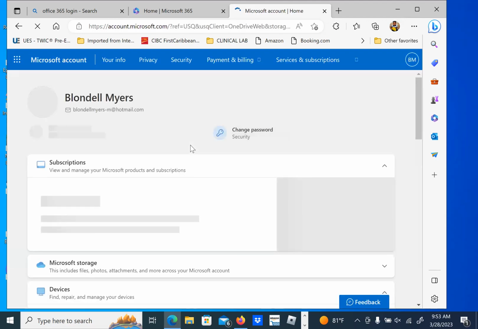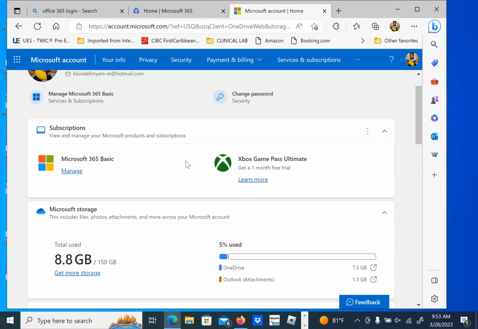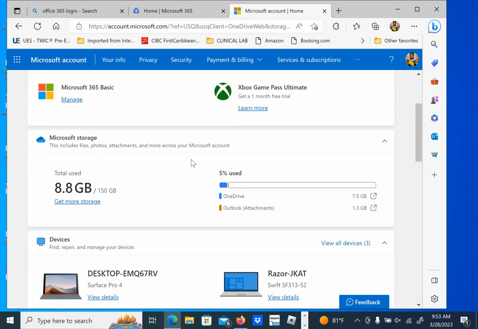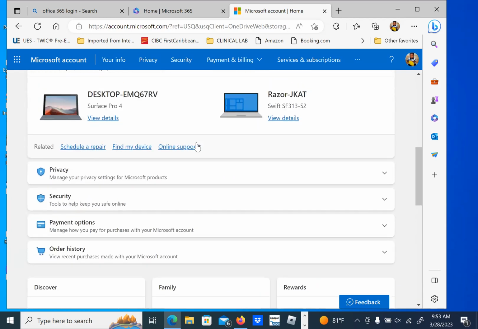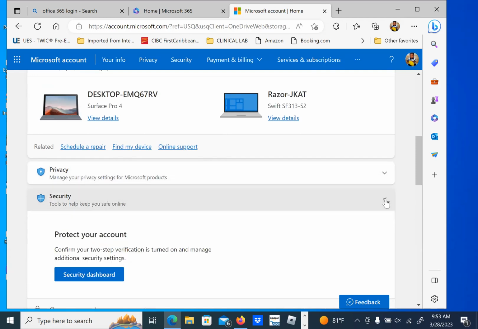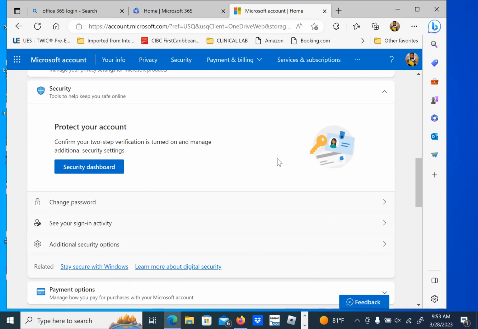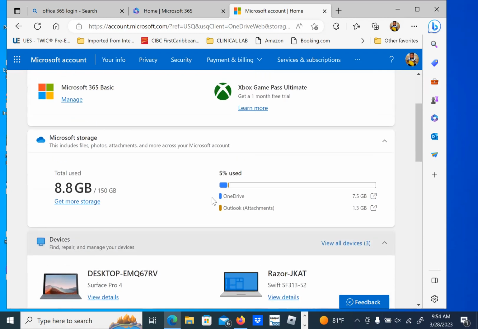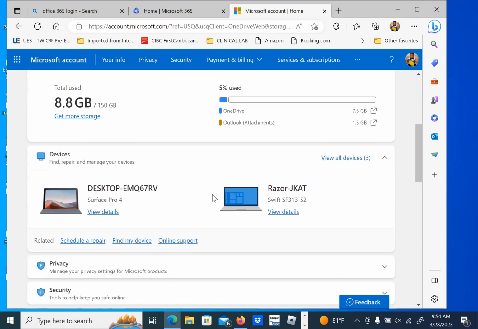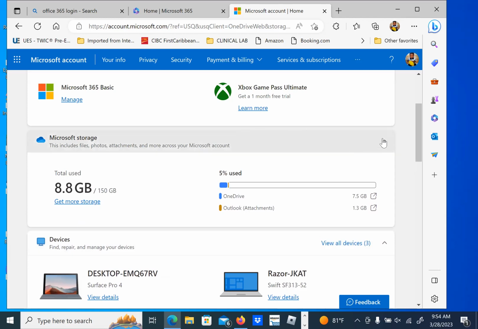And let's just check to see if there's an option in there about automatic startup, storage, OneDrive, get more storage, privacy, security, keep your tools safe online. So you could check the security option there. Protect your account. That has to do with your Microsoft 365 account, I guess. That's more to the point. All right. Microsoft storage.